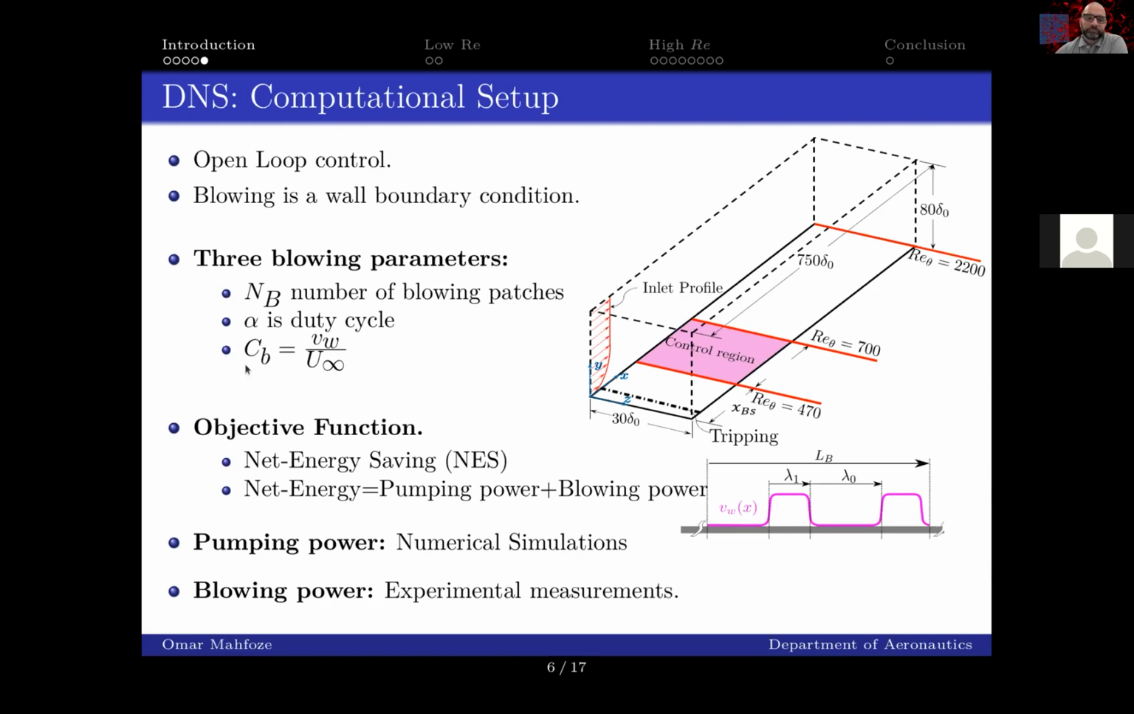So we have three parameters to optimize using Bayesian optimization. And our objective function is the net energy saving. What we mean by the net energy is the sum of the power that we need to sustain the flow, or to overcome the skin friction of the turbulent boundary layer, plus the power that we need to apply the control, or to introduce the blowing in the boundary layer. The first one, the pumping power, we get from numerical simulation. The second one, we get from experimental measurements. So now we have an accurate representation of what we would get in an experimental or real-life application.